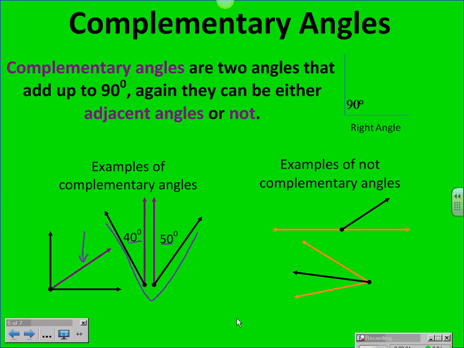These are not examples of complementary angles because this is 180 degrees and this is less than 90 degrees, which is an acute angle.